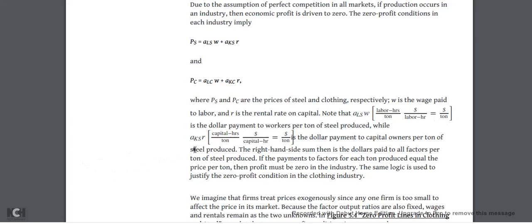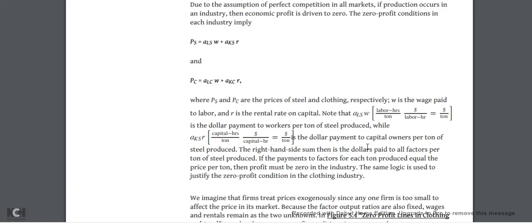While AKSR, what is AKSR? It is the capital which is being used in producing steel and the rent, the rental rate of capital. So how is it calculated? Let us look into this. Capital per hour divided by ton, times dollar per capital hour. When we cancel the capital hours on both sides, we get dollars per ton. It is the dollar payment to the capital owners per ton of steel produced.